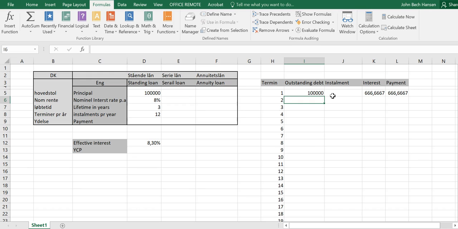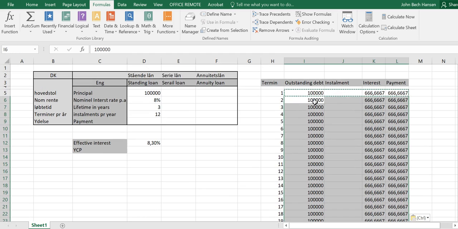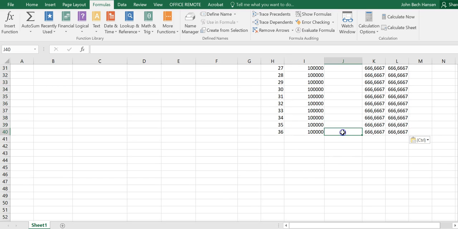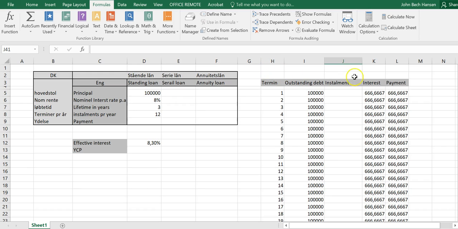A standing loan is known as a loan where you don't pay installments; you pay the full outstanding amount at the end of the period. So actually we can copy this down, because it's the same we're going to pay until the very last one, where we have to pay 100,000 back. Okay, so this is the amortization, bringing down the debt of a standing loan.